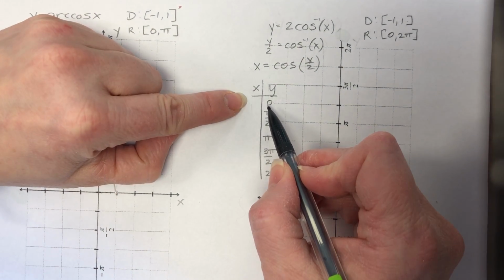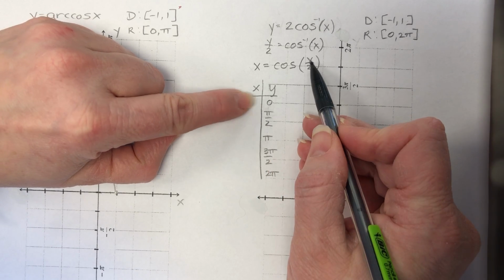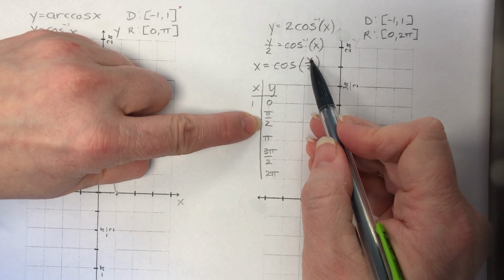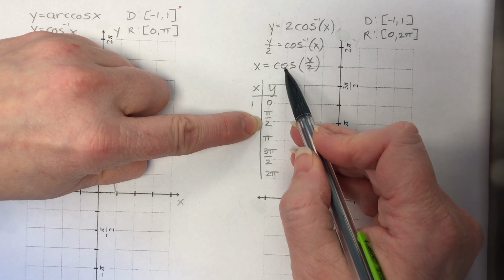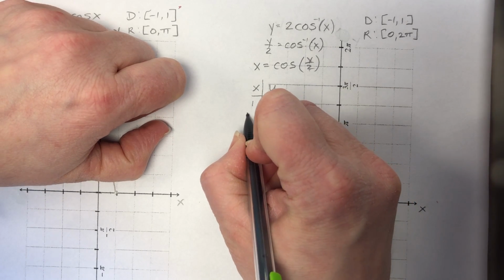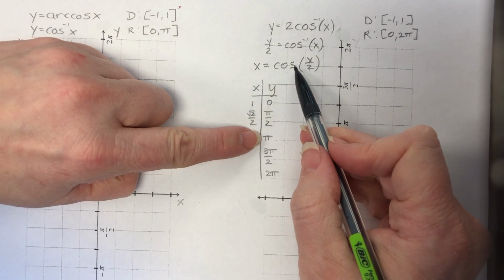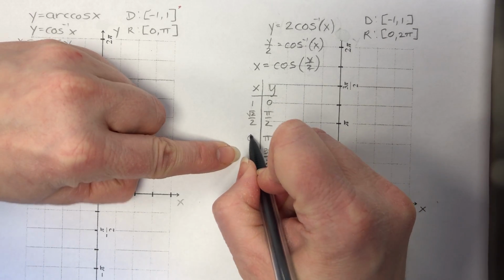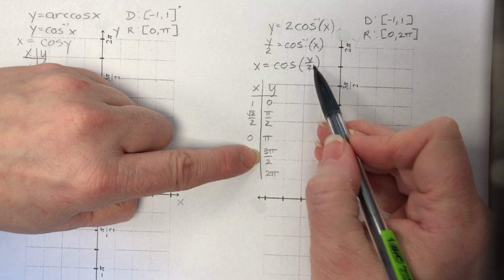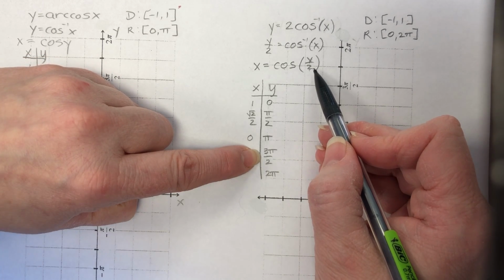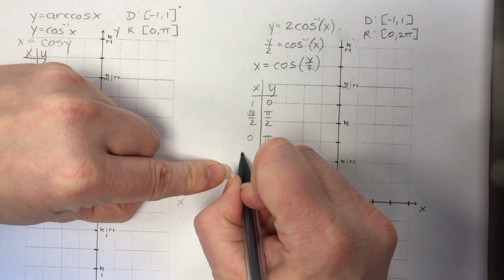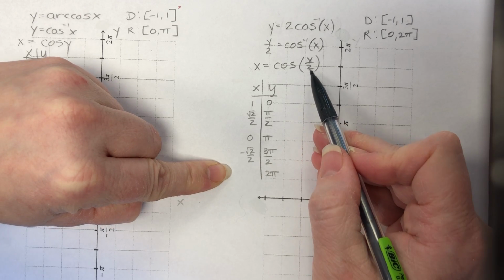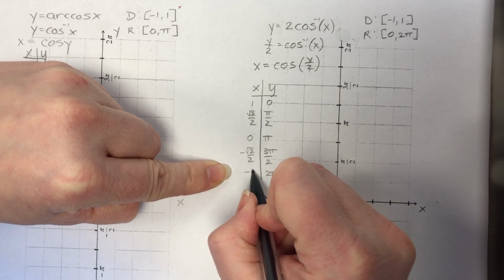So when I plug these in, the cosine of 0 divided by 2, or the cosine of 0, is 1. Pi halves divided by 2 is pi fourths. The cosine of pi fourths is square root of 2 over 2. Pi divided by 2 is pi halves. Cosine of pi halves is 0. 3 pi halves divided by 2 is 3 pi fourths. The cosine of 3 pi fourths is negative square root of 2 over 2. And 2 pi divided by 2 is pi. The cosine of pi is -1.